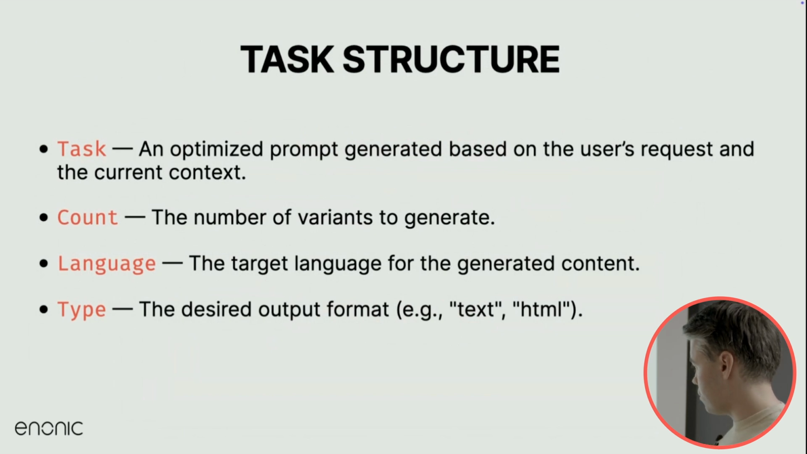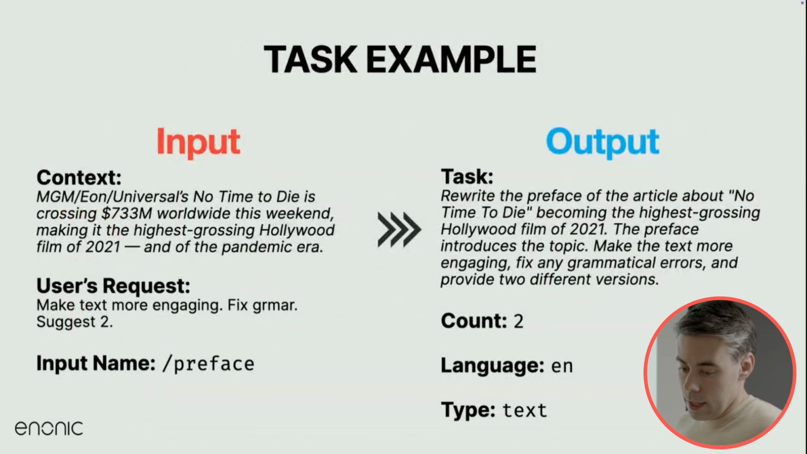Then there are some optional fields like language and type. Right now we only support text and HTML. This is an example of how it works. So the input for the first step, the analyze step, might be like this. The context is something about the No Time to Die movie, and the user request will be make text more engaging, fix grammar, suggest two, and the model must and will understand it correctly, and it will provide a JSON with something like this. Well, it's actually a valid result. So as you can see, it will say fix any grammatical errors and provide 2 different versions, and it will set the count to 2, and so on.